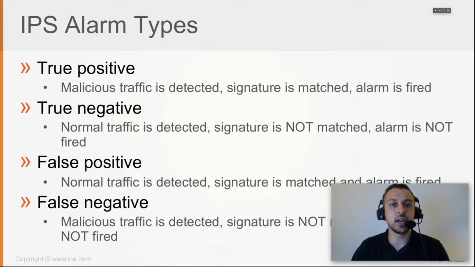False means it's incorrect behavior. Which means, for example, let's pick one, a false negative. If it's negative, it means the alarm was not fired. And because it's false, it means the alarm should have been fired, which means that malicious traffic happened and the signature was not matched. So there we go. If you understand what a feature does, and then you look at the name of that feature, it is going to make sense. So you can easily know what each of those 4 alarm types are for.